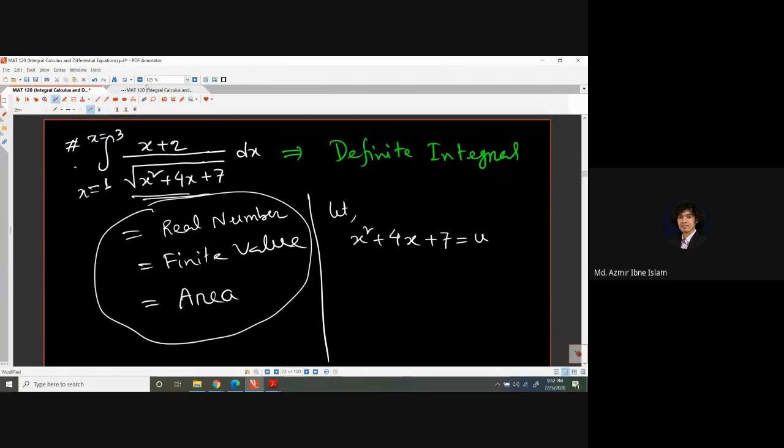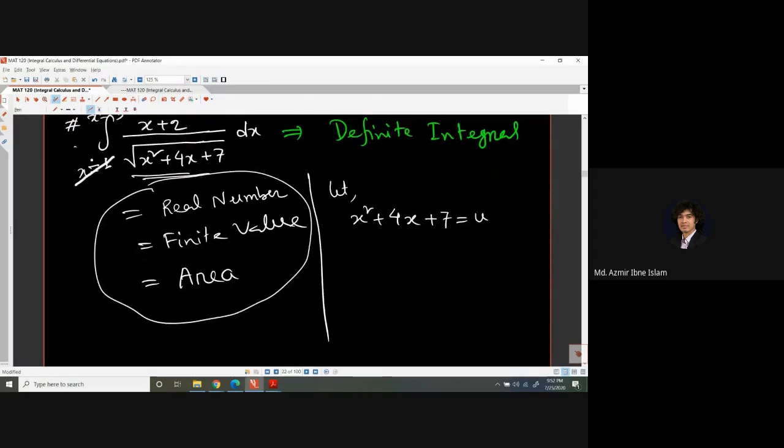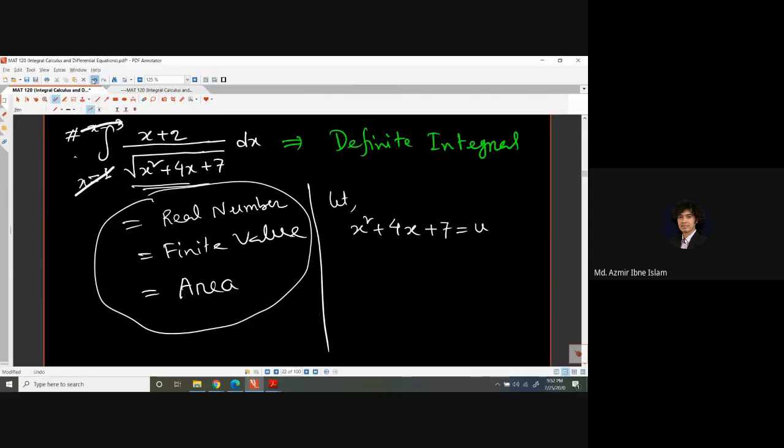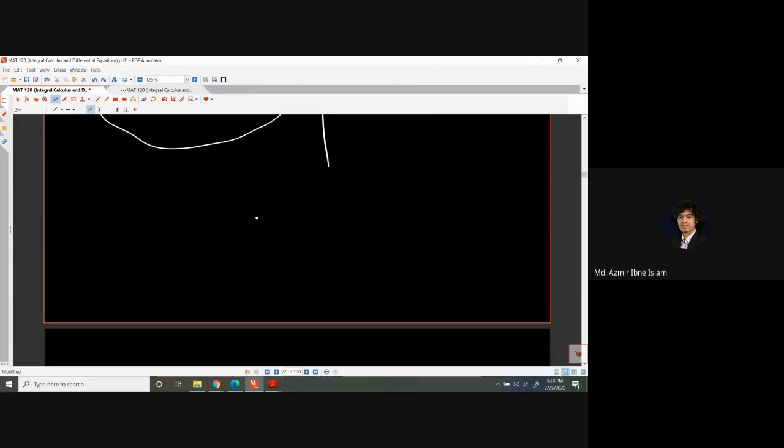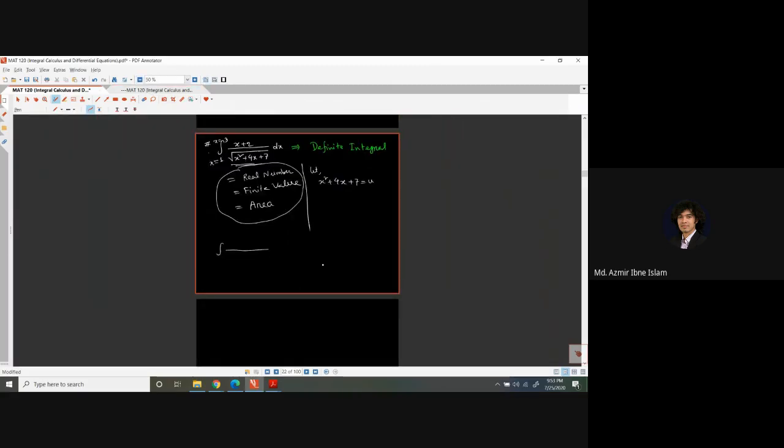So what we can do here, we have considered x squared plus 4x plus 7 as u, but for this definite integral, at first forget about the limits. Suppose we don't have the limits. At first try to find the antiderivative for the corresponding indefinite integral. That is, here we have the indefinite integral, integration of x plus 2 over the square root of x squared plus 4x plus 7 dx. Okay, at first we need to solve this one.